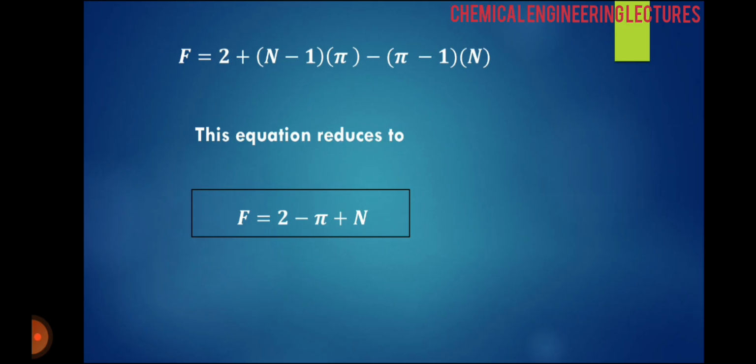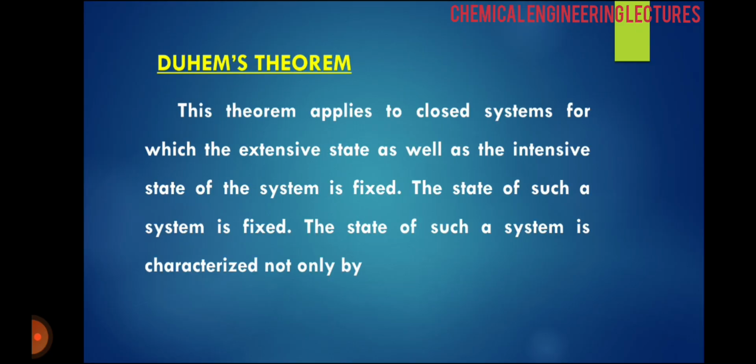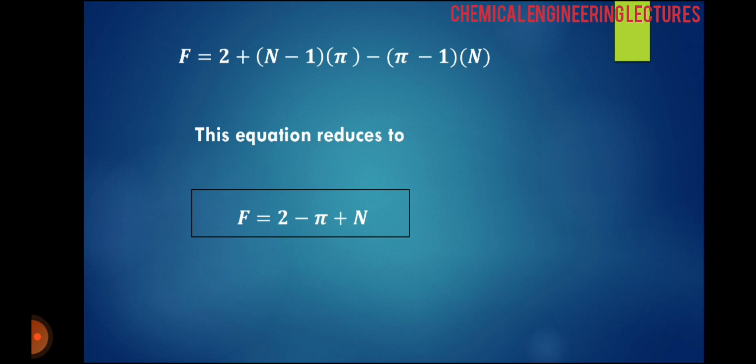So here F is equal to 2 plus (n-1) times pi minus (pi minus 1) times n. This equation reduces to 2 plus n pi minus pi minus pi n plus n. That simplifies into F equals 2 minus pi plus n. So this is the equation for calculating the degrees of freedom F.